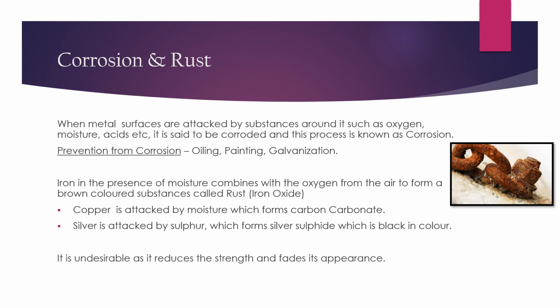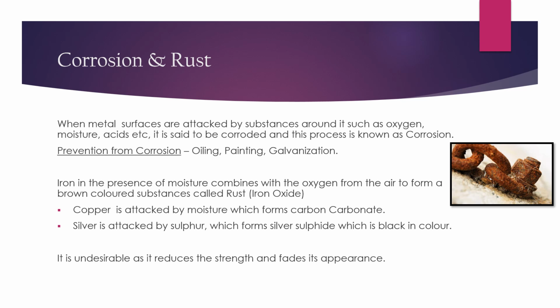Now corrosion and rust. What is corrosion? When metal surfaces are attacked by substances around them such as oxygen, moisture, acids, etc., the metal is said to be corroded, and this process is known as corrosion. In the picture we can see that the nail became a little brownish. It is oxidized and becomes iron oxide.